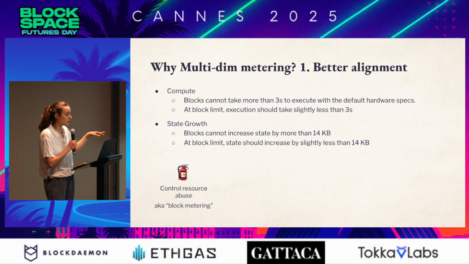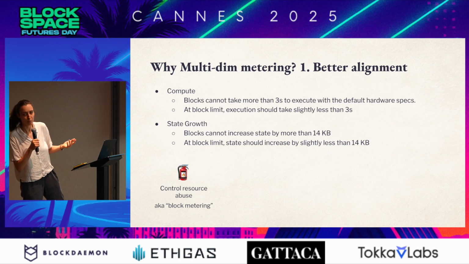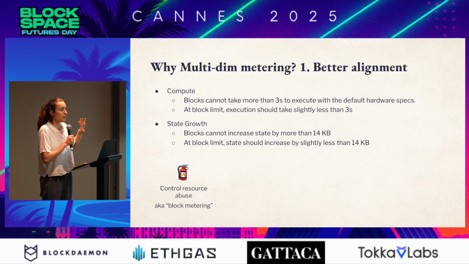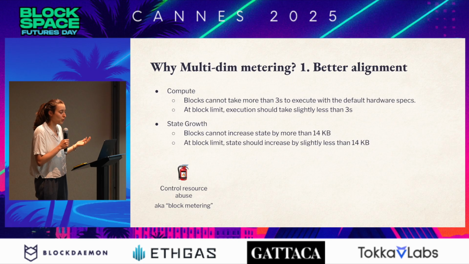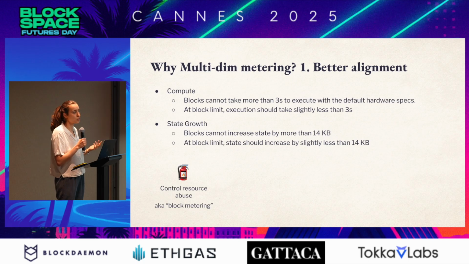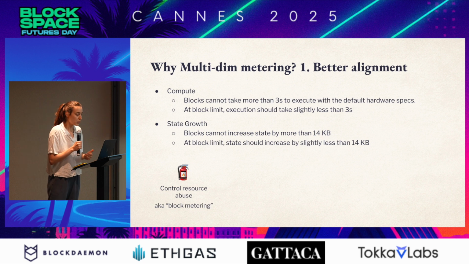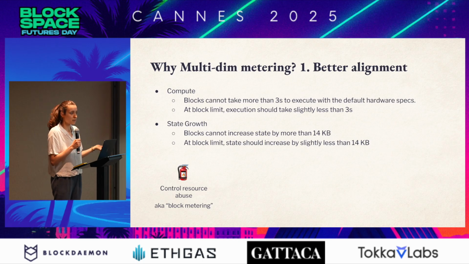So for the better alignment, we need to discuss how we actually set these limits, like how do we arrive at the block limits as they are and the costs of the opcodes and EVM operations as they are. The general idea is that for each resource, we have some goal limits that we don't want to pass. So for instance, for compute, we could say we don't want block execution to take more than 3 seconds on some standard hardware setup. And for state growth, we could say we don't want a block to increase state by more than 14 kilobytes, for instance.